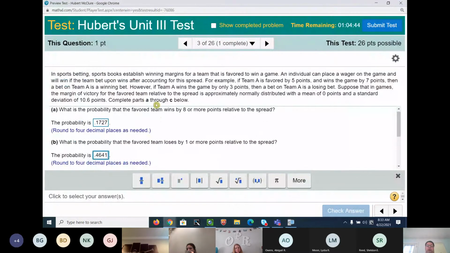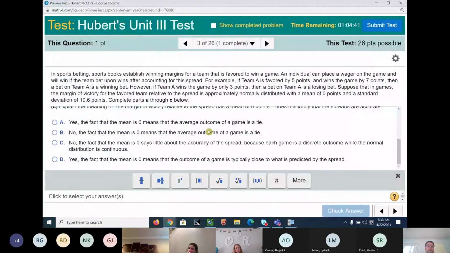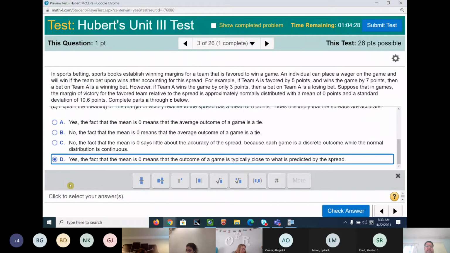And the next one says, and I'm going to tell you what the answer is going to be. Which one says predicted by the spread? There it is, D. Write that down. The fact that the mean is typically close. Remember me telling you that they don't like to say tie? They like to say that it's close. That's what you're looking for, close. 0 means close. And that should be correct.